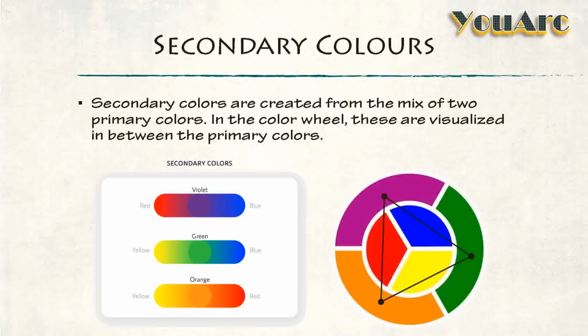Secondary colors are created by mixing two primary colors. In the color wheel, these are visualized in between the primary colors. So if you mix two primary colors, what we get is a secondary color. See, mixing red and blue, we get violet. Yellow and blue, we get green, and yellow and red we get orange. These particular colors are also equidistant from each other, so they form an equilateral triangle. So these are the secondary colors.